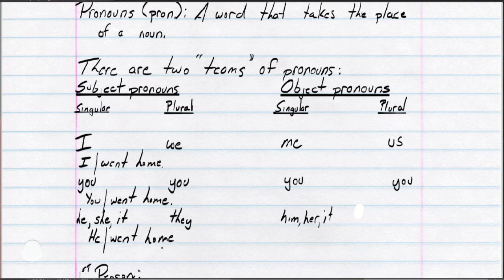over here I said they went home, but if I wanted to use it as the object of the sentence in the predicate side, I can't say I went home with they, I have to say I went home with them. So let's take a look at this then. Some example sentences here. Me and us.